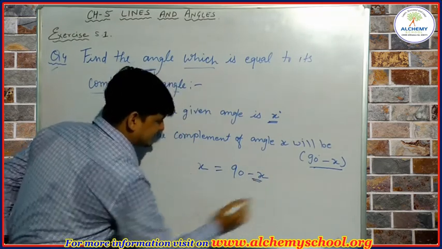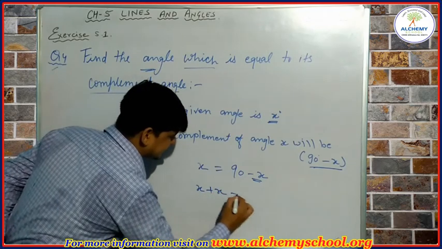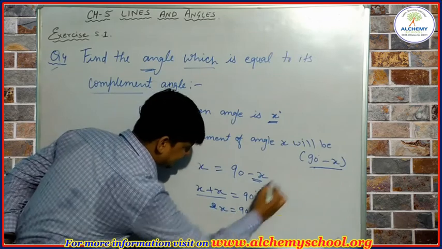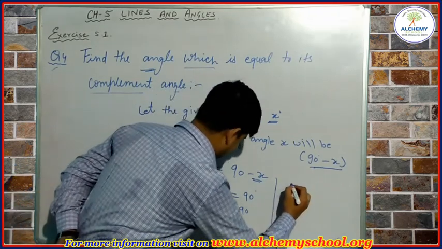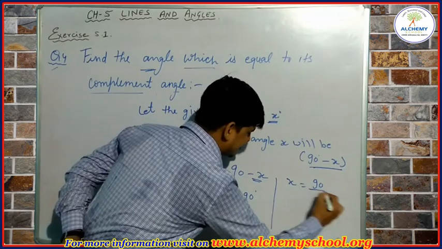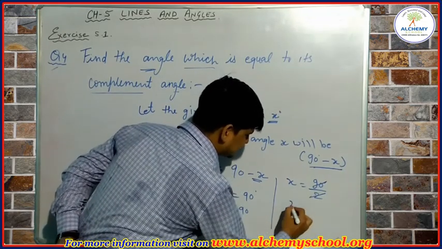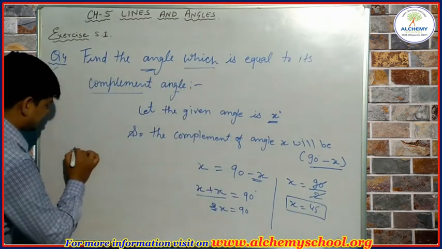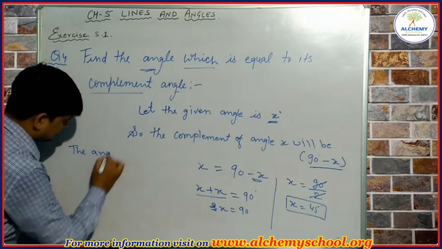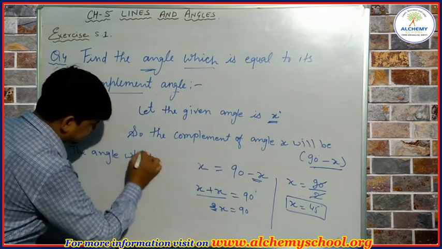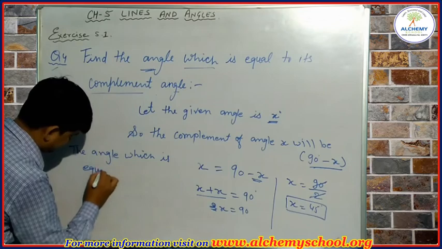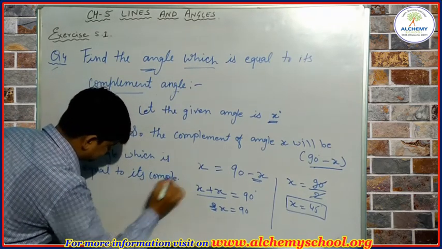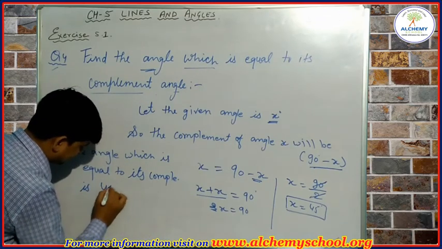Okay, so this x will be taken to this side, and x plus x is equal to 90 degree. This will be 2x is equal to 90 degree, and when this 2 will be taken to the other side, x is equal to 90 upon 2. When we cancel it, x is equal to 45 degree. Okay, so now students, we have the answer here. The angle which is equal to its complement is 45 degree.